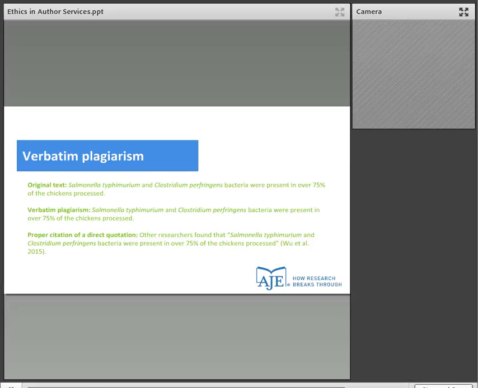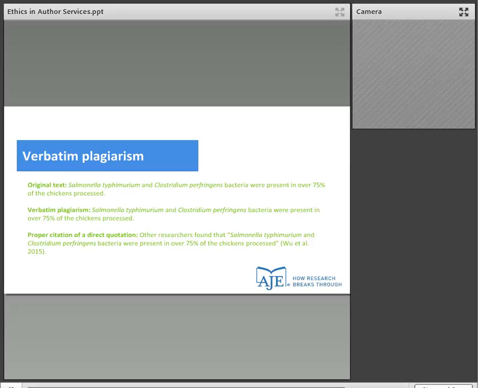And these examples are kind of small. I do forgive the size of the font, but you'll see that the original text and the verbatim plagiarism are identical. Nothing has changed. It's word for word the same. That is not going to get past a journal editor and shouldn't get past reviewers either. So all you have to do to alleviate that problem is enclose those words with quotation marks. So there is an opening quotation mark at the beginning and a closing quotation mark at the end.